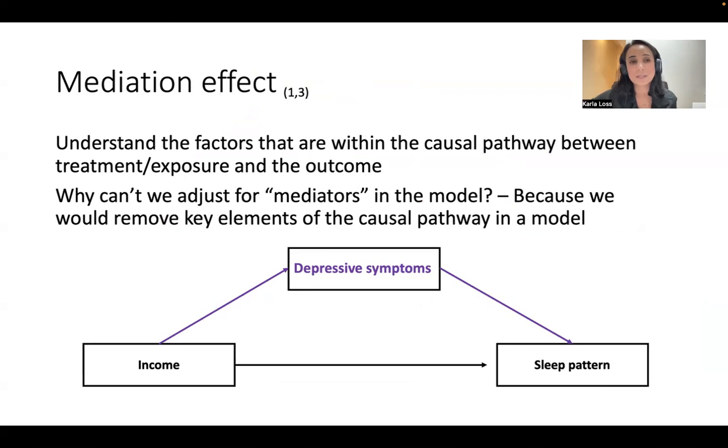Let's discuss a little bit more the mediation effect. So as I said before, we want to understand the factors that are within the causal pathway between our treatment or exposure and the outcome. But why can't we adjust for mediators in the model? Basically, it is because we would remove key elements of the causal pathway in the model. If we adjust for depressive symptoms, we would remove important causal effect from the model. So how should we treat it?